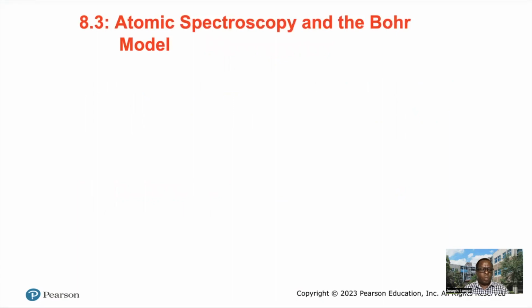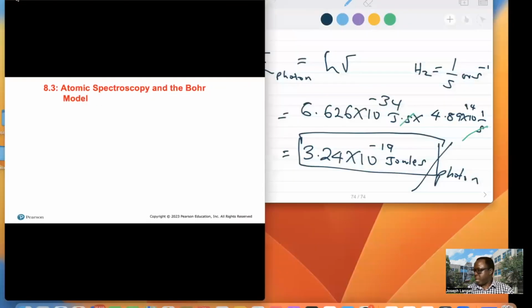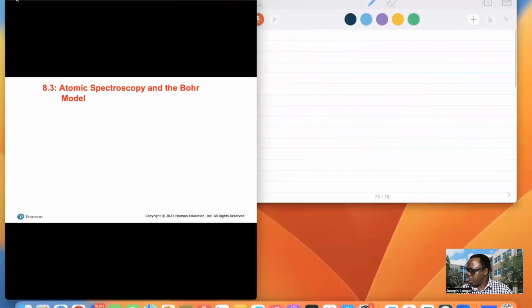Now, let's move on to 8.3, atomic spectroscopy and Bohr's model of an atom. This is what he just proposed. Remember, he didn't give us a pictorial model of an atom. Before we look at Bohr's model, let's divide these terms first.